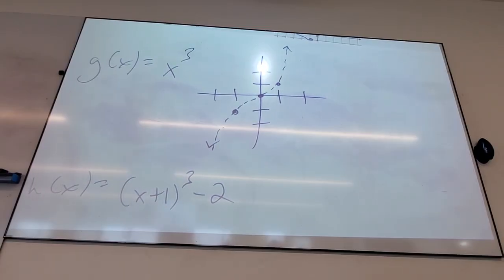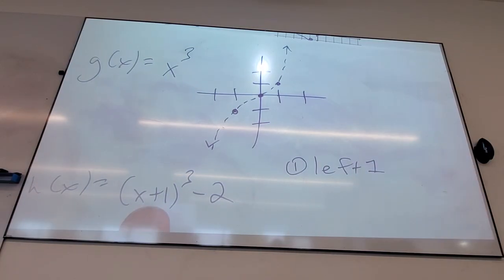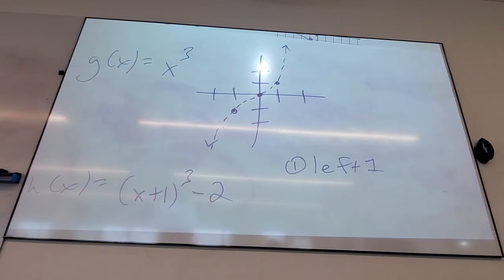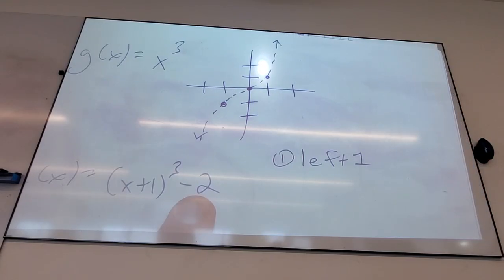What are the 2 transformations you see? Yeah, left 1. How do I know that's left 1? Because it's inside with the x, and x is left and right. And then the outside is up and down. So what's this say? Down 2. So then you take every point you gave yourself and you do those things to it.